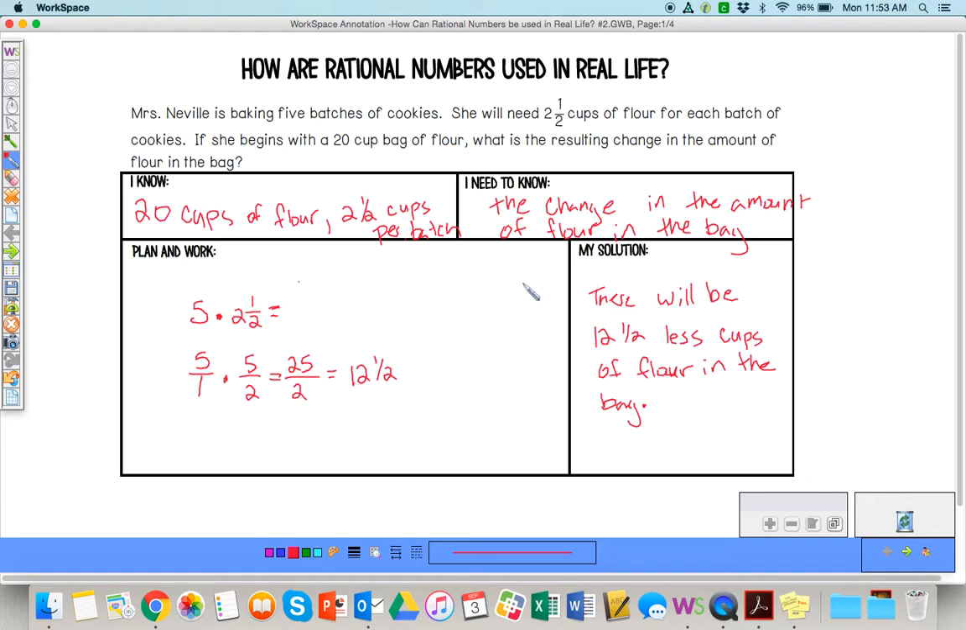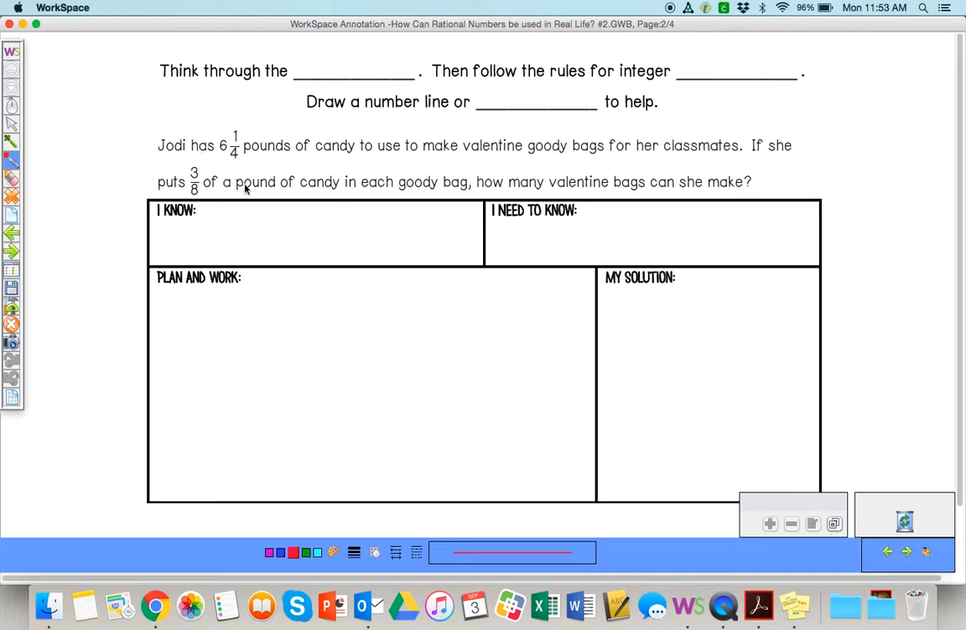All right, next problem. It says, think through the situation, then follow the rules for integer operations. It says draw a number line or a model. You don't have to do that. I'm not looking for that. But sometimes drawing a picture can help you visualize the situation. It says Jody has 6 1/4 pounds of candy to use to make Valentine's goodie bags for her classmates. If she puts 3/8 of a pound of candy in each goodie bag, how many Valentine's bags can she make?